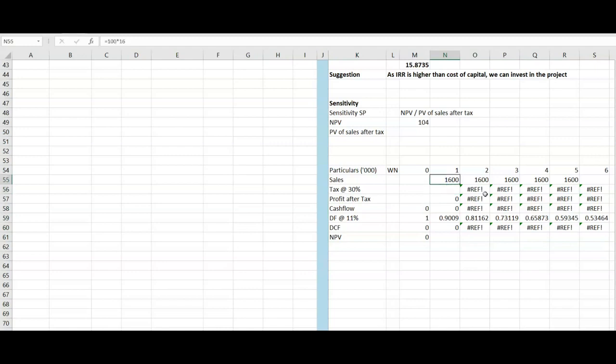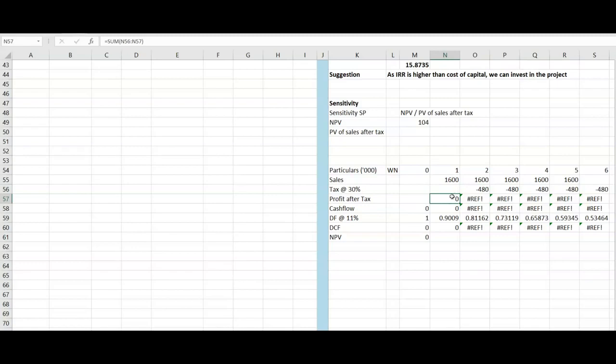So we'll start. First we'll find out the tax on these numbers. So tax is at 30% on some number. Which number? On the sales number. So we got that one. We'll just copy and paste across the 6 years. Done. We'll next total these numbers.